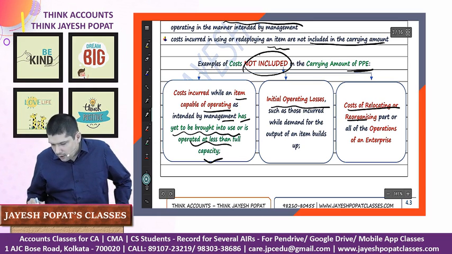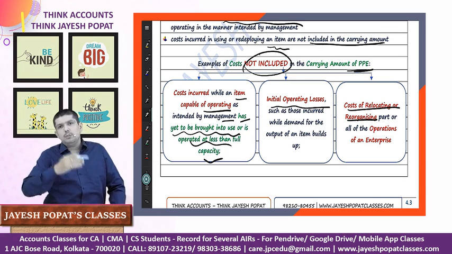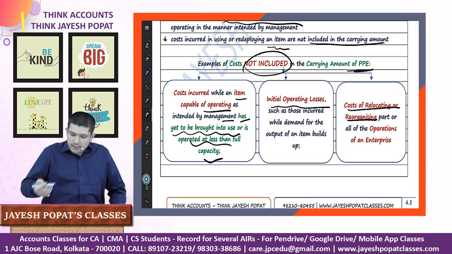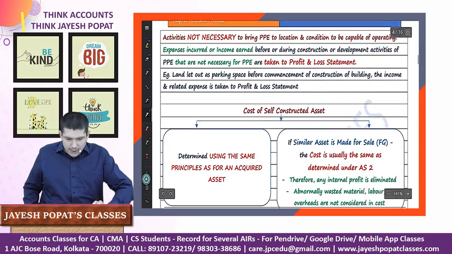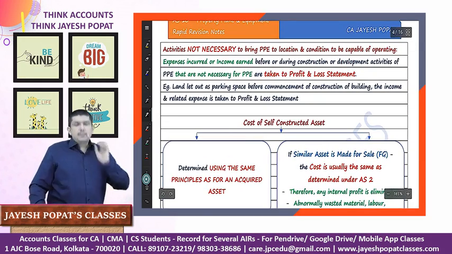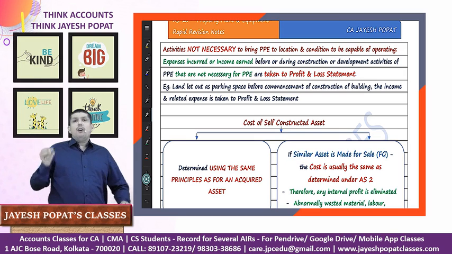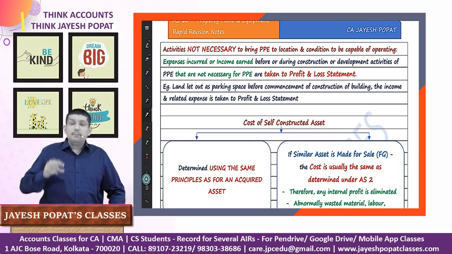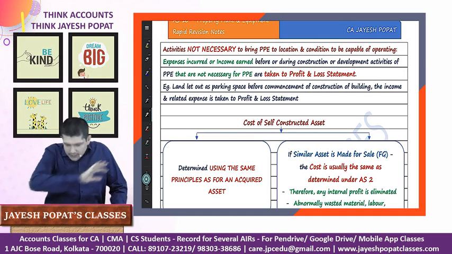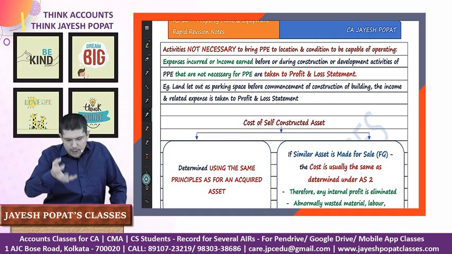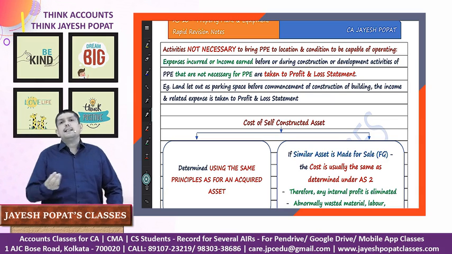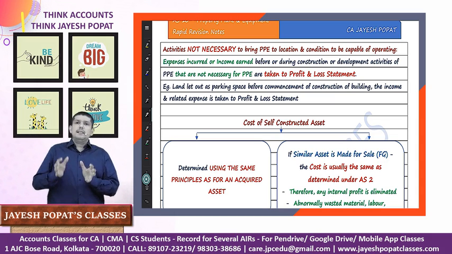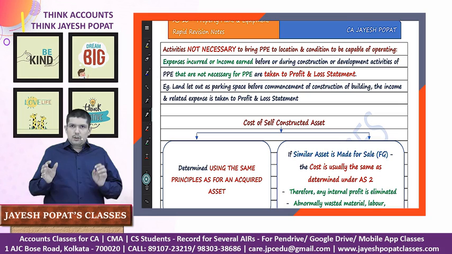If you are relocating your, let's say, processes and you need to relocate your machinery, etc., these will not be treated as the cost of the item of PPE. Cost of relocating or reorganizing part or all of the operations of the enterprise. Then there might be certain cost which is getting incurred, or there are certain incomes which are getting generated, but these expenses and income have nothing to do with bringing the item of PPE to its present location and condition and making it capable of being used as intended by the management. These expenses and these income will not be considered as part of the cost of the item of PPE.